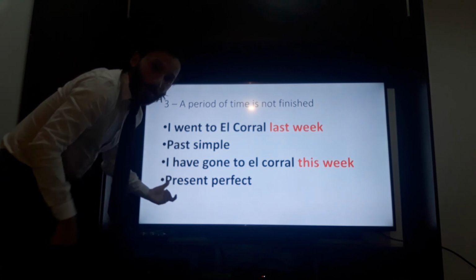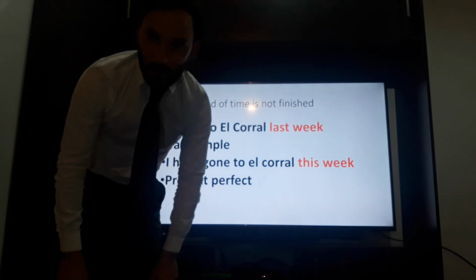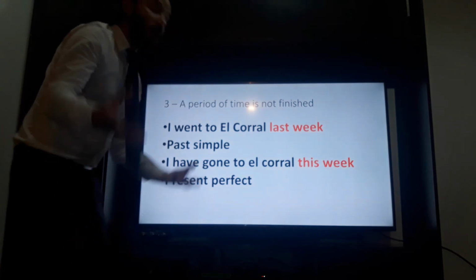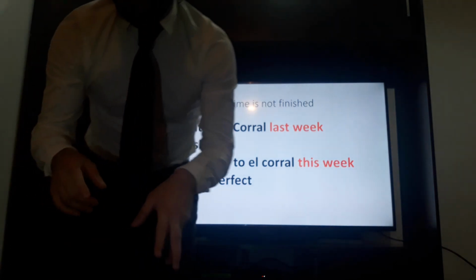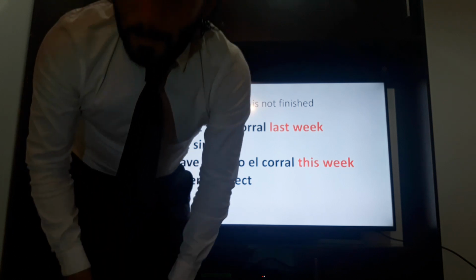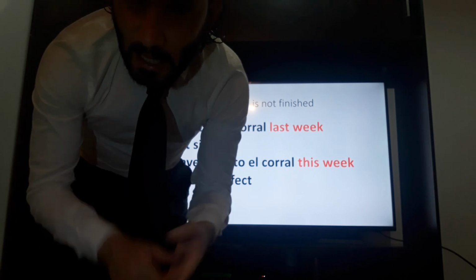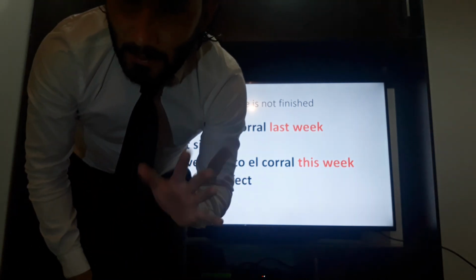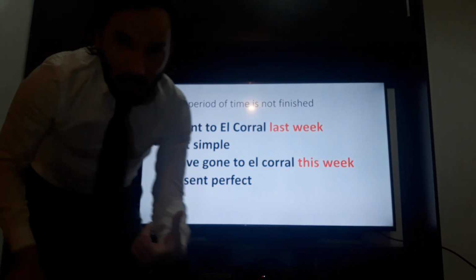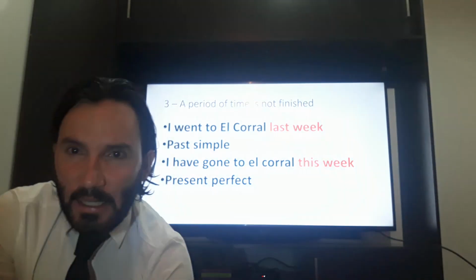Now, I give an example. I have gone to El Corral this week. This week. Okay? That means today is Thursday, I think. So that means that we have Friday, Saturday, Sunday. We got other 3 days for the week to finish. This week is a period of time that is not finished. Okay? That's why we use present perfect.